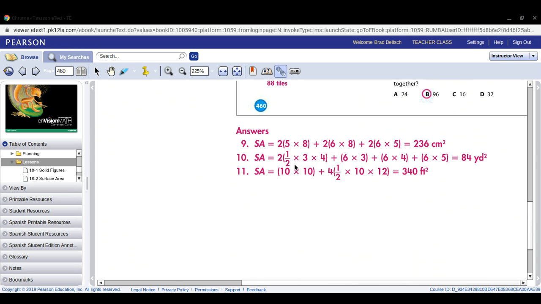But the first part, 1/2 times 3 times 4, is the area of one triangle. Then they multiply that by 2. Yes, the shortcut is just do base times height since there's 2 of them, for those that want to do that. And then there are the areas of the 3 rectangles. All right, so the total is 84 square yards.